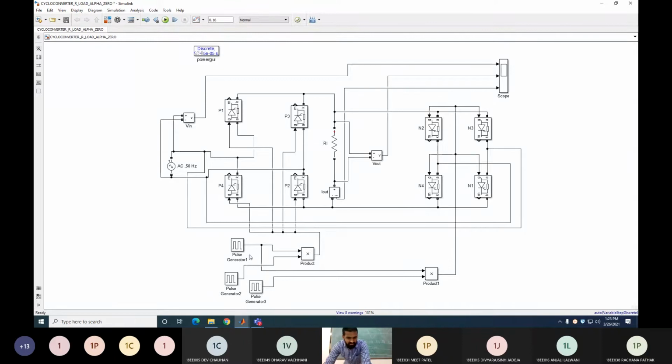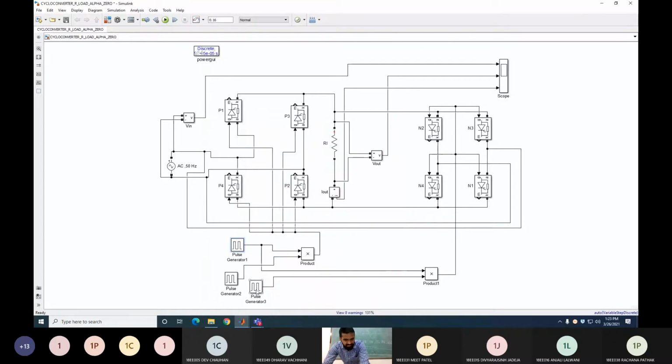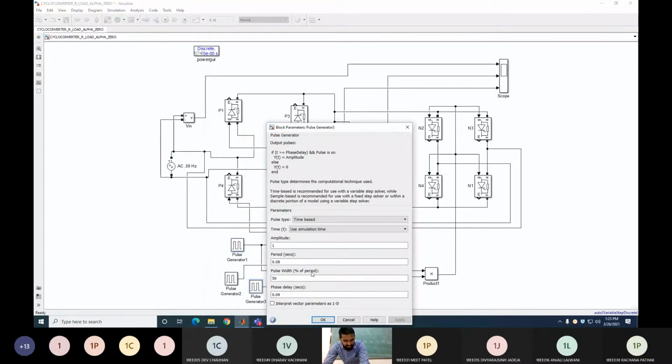Only difference is that the same pulse generator 1 we use here. We generate the gate pulse at every half cycle of 50%. And for the second pulse generator number 3, we take the period 80 milliseconds, pulse width 50%, but the delay is 40 milliseconds. Clear? So it means that this pulse generator generates the gate pulse after 40 milliseconds up to this 50% of this period. It means up to 80 milliseconds.